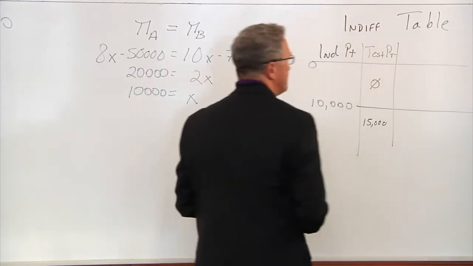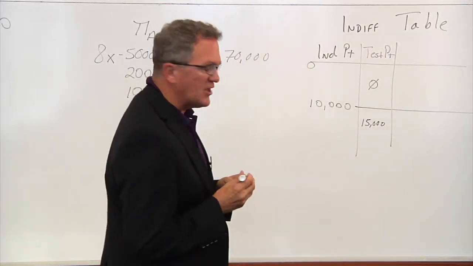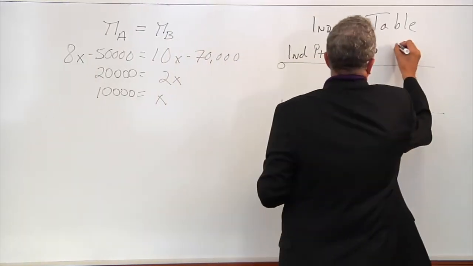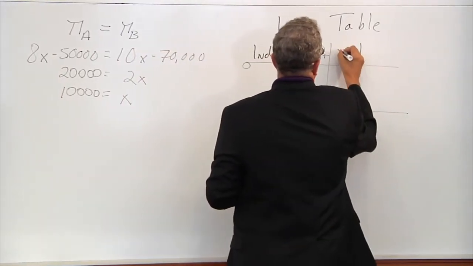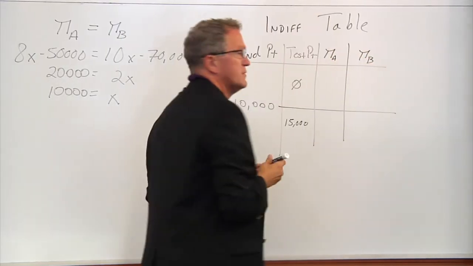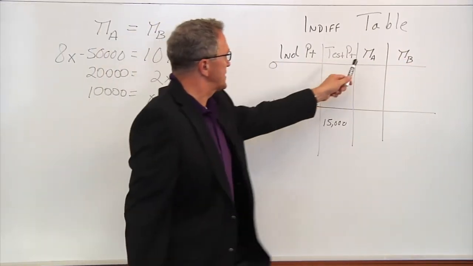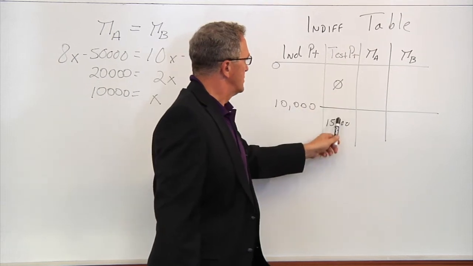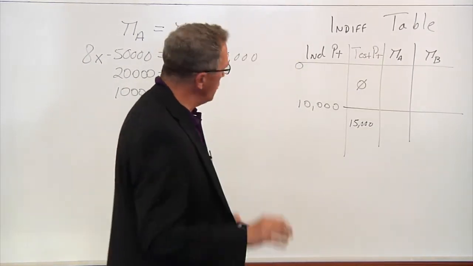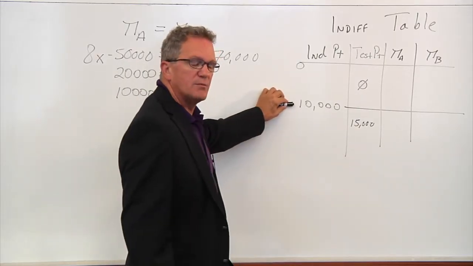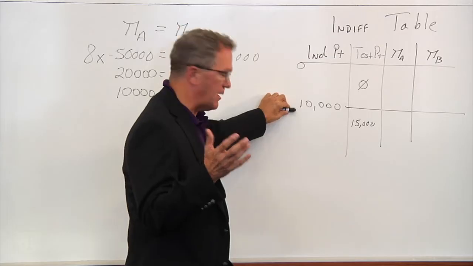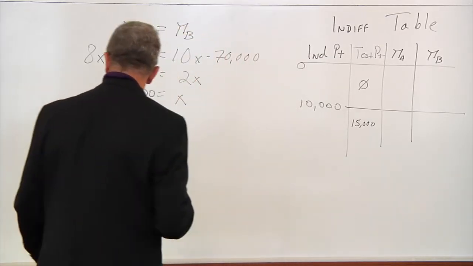15,000 units. Once we have our test points, we need a column for each option. In this case, we have two options, so we want to find out what the profit for A is, what the profit for B is. We calculate the profit for A for each of our test points, the profit for B for each of our test points. We don't calculate it at the indifference point because we know it won't make a difference. It'll be the same. We want to find out which is the best option this way.